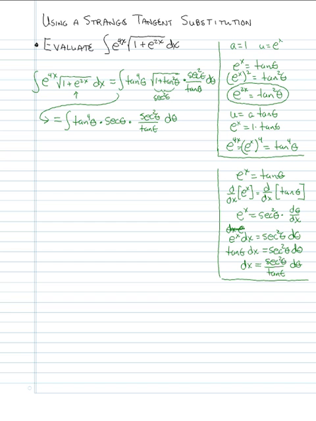Now, I think we can do a significant amount of simplification here. We'll have a tangent to the fourth over tangent, which is tangent cubed, isn't it? So we have the integral of tangent cubed theta times secant cubed theta d theta. Now, what can we do next?